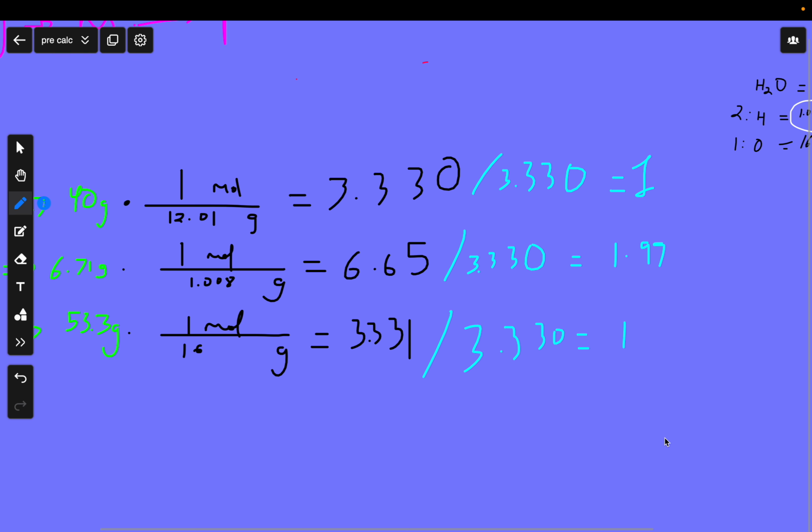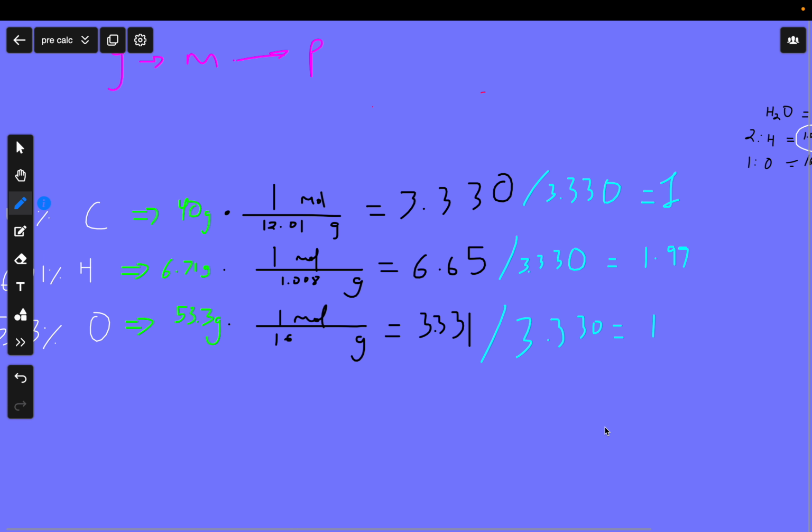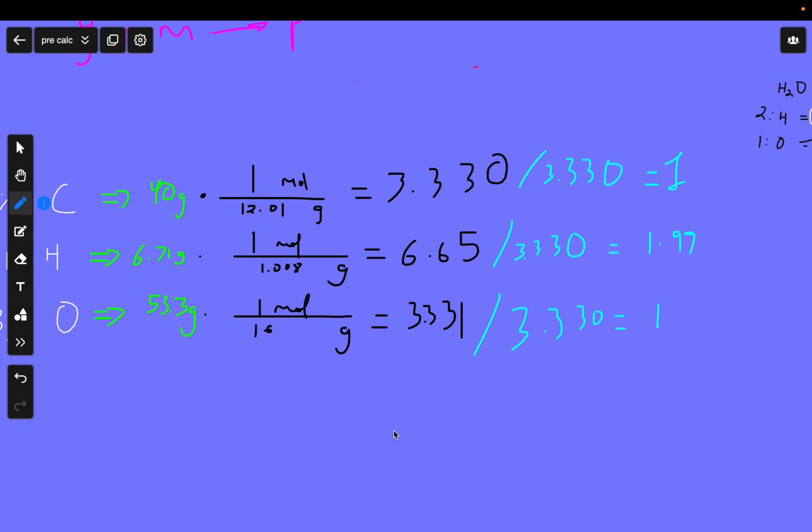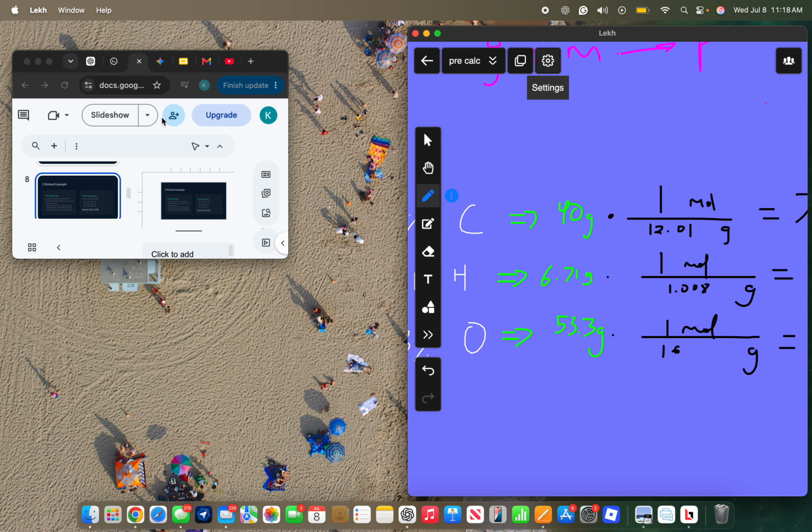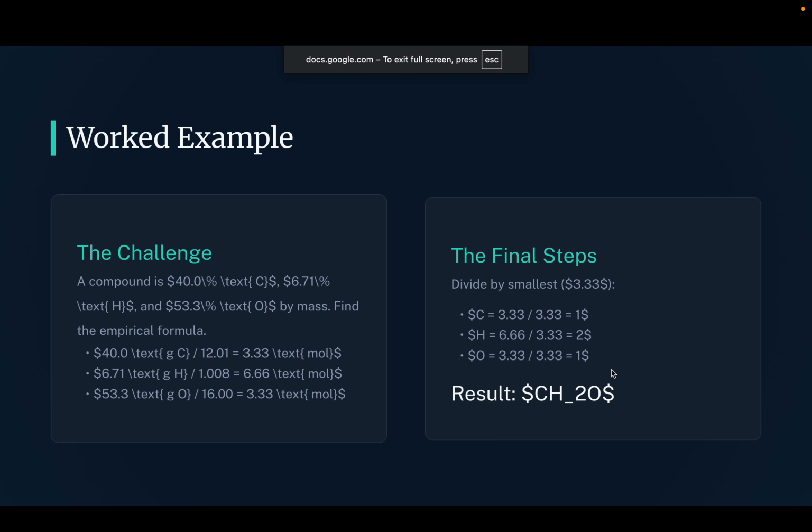So now, what does this mean? That means our empirical formula is going to have the numbers CH2O. That should be the answer that I got on the slides. CH2O. See, first thing you did is you figured out the percent mass. You did the mole conversion. You got all these mole values, and then you divided by the smallest. So you did this. You got 1, 2, 1, and then you get that.